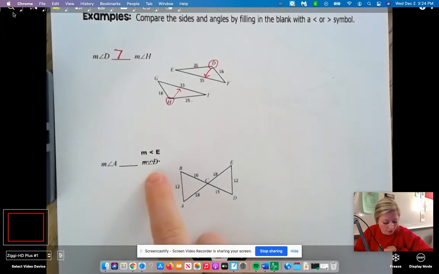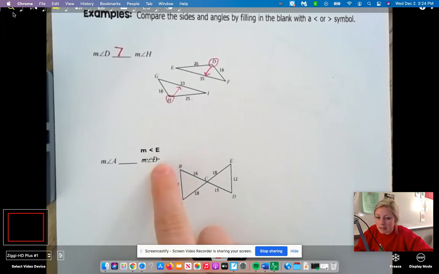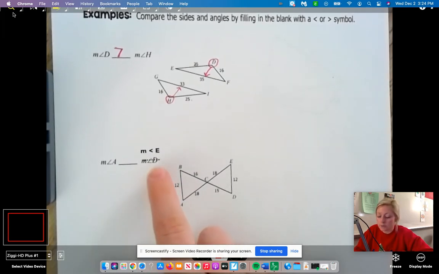There is a typo in your notes. Would you please change this to the measure of angle E instead of the measure of angle D? Will you check that for me quick?